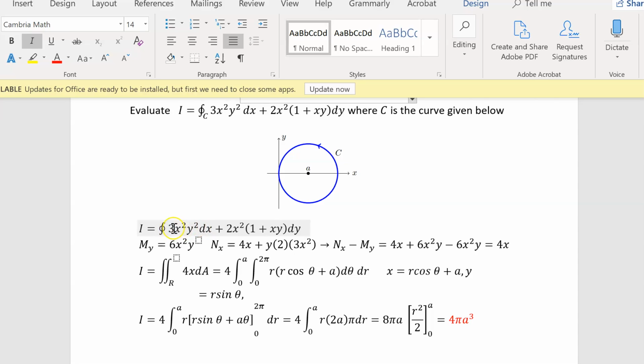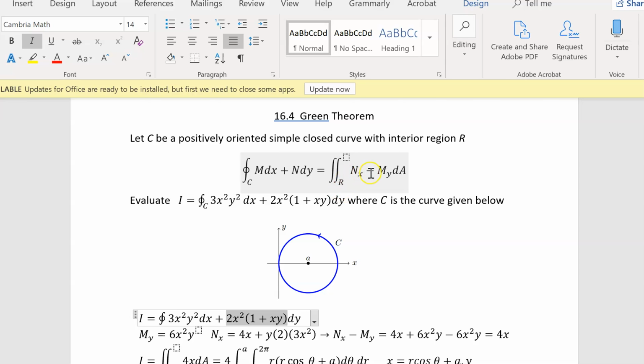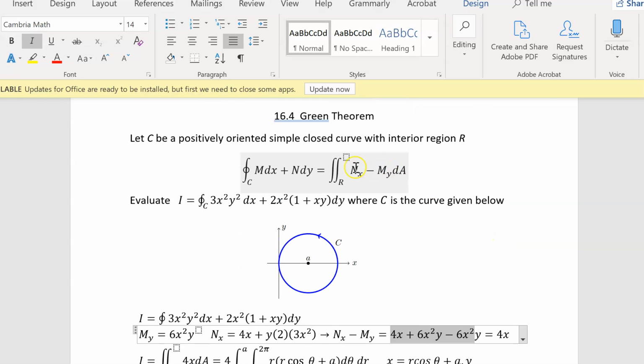So let's take this example. I want to calculate this line integral across this circle that is given here. So what is M? M is this part, 3x squared y squared, and N is this part. We know that the line integral is equal to the double integral of N_x minus M_y. So we calculate N_x, the partial of this with respect to x, and that is that, and then we calculate M_y, which is the partial of this with respect to y, and M_y is this. Then we find N_x minus M_y, which is equal to this minus this, and the 6x squared y cancels off with 6x squared y, and we're left with 4x. So this quantity here is actually 4x.